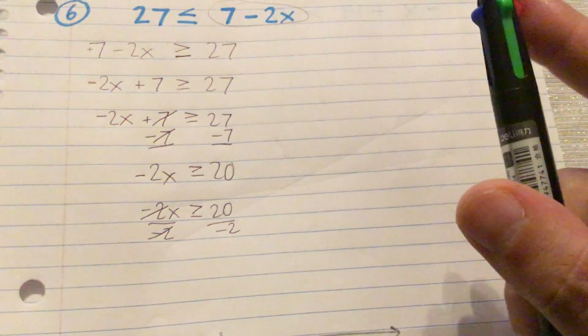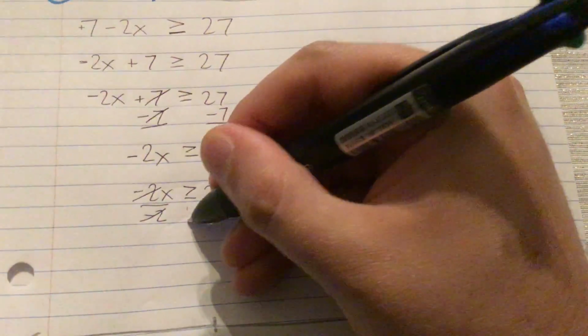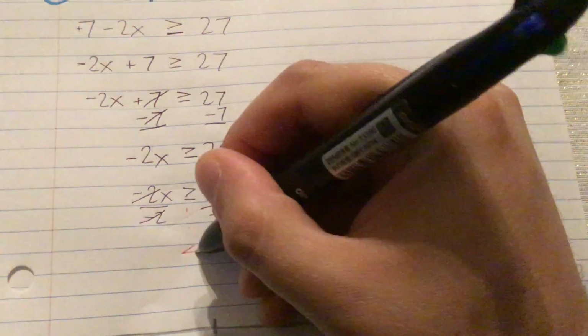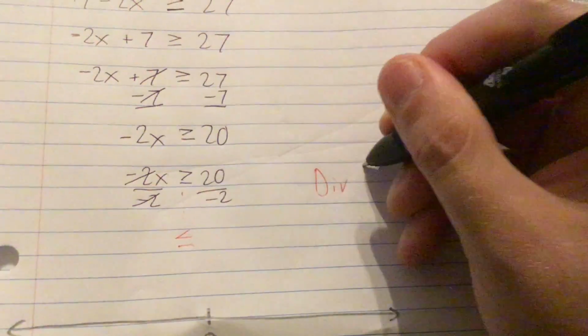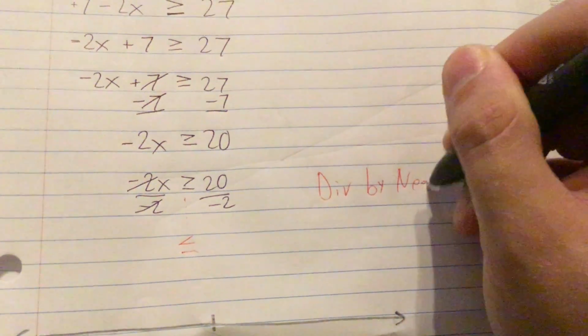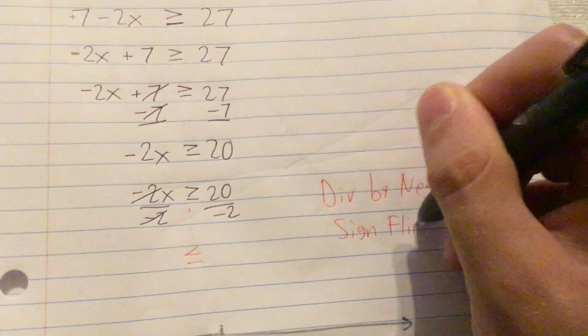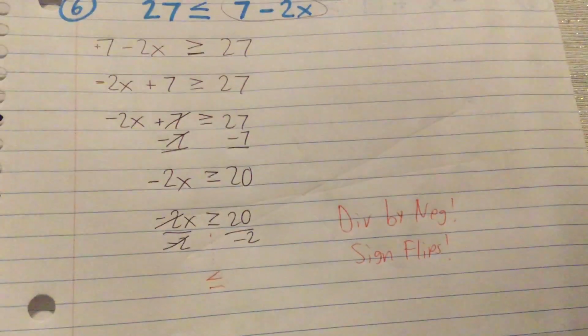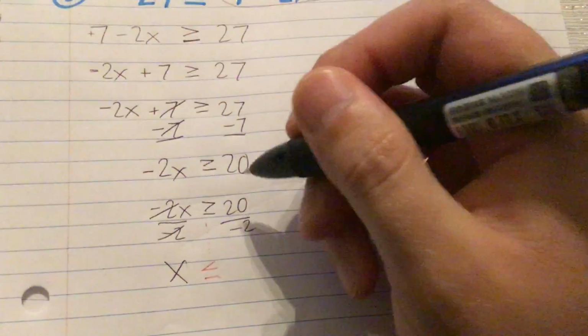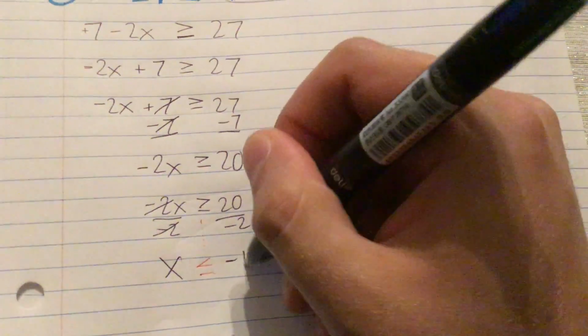Wait a minute. I divided both sides by negative 2. So I make a little note to myself. I say this is less than or equal to now, because if I divide by a negative, the sign needs to flip. So therefore, now I've got x isolated, it's now less than or equal to negative 10.